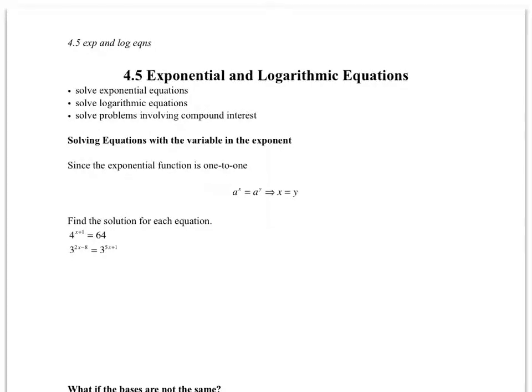In this section, we will solve some exponential equations and some logarithmic equations and look at some problems involving compound interest. Since the exponential function is 1-to-1, we know that whenever two exponentials are equal, if they have the same base, then the exponents must be equal.